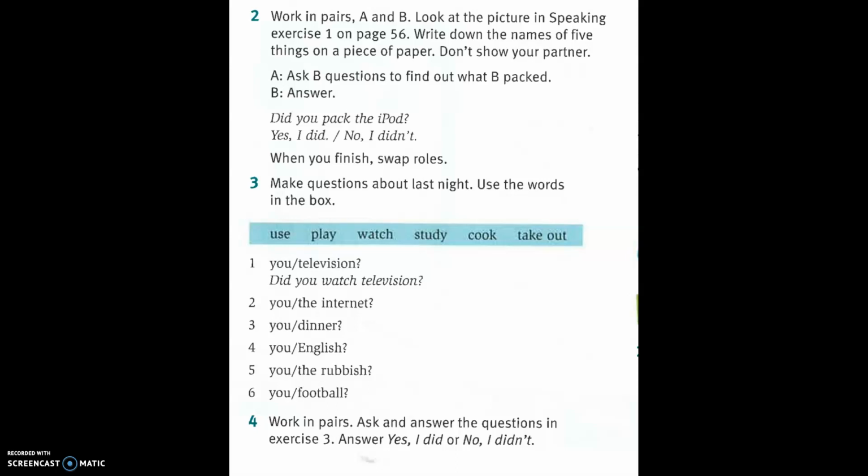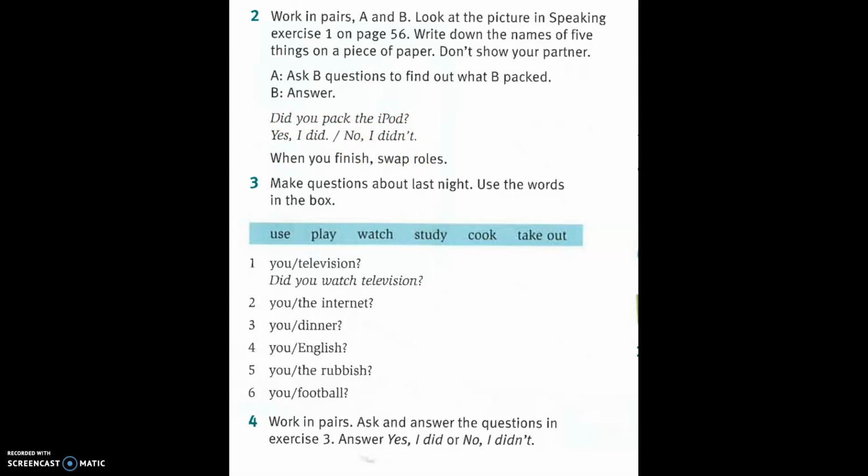So I would say, okay, so I've written down 5 things. Ask me a question, and I can say yes or no. So did you pack the passport? Yes, I did, or no, I didn't. And please stick with these, yes, I did, no, I didn't. They're called short answers, and they're more natural than, yes, I packed my passport.